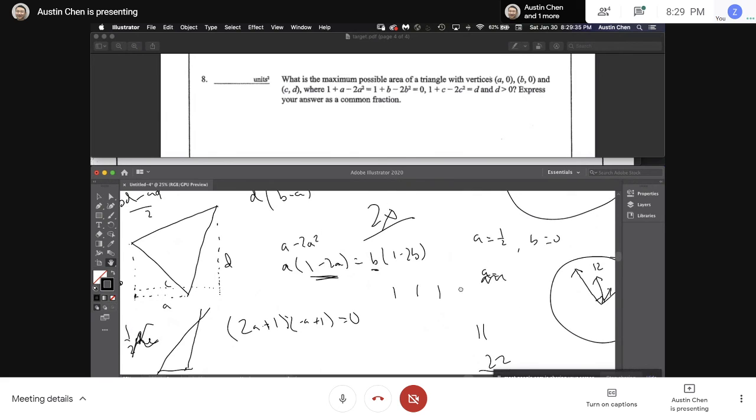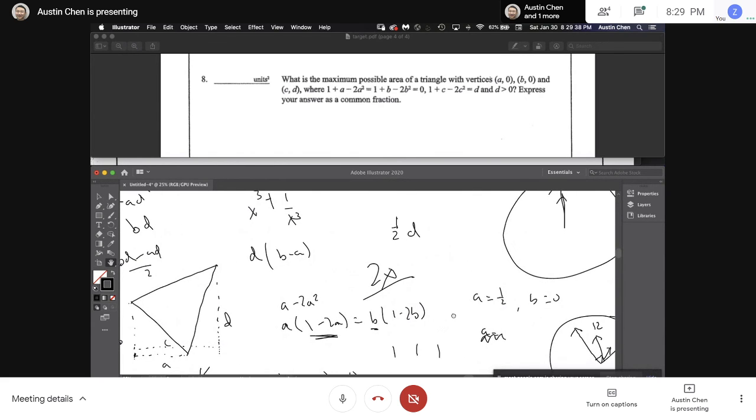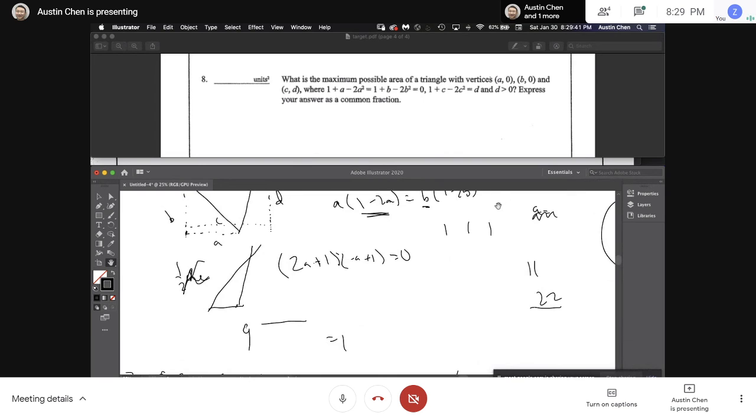You also want to maximize D, don't you? Because C does not matter at all. So you have to look for the maximum value of D. How do you do that though? Find the maximum value of D? Yeah, why can't D be infinite? What? Why can't D be infinite?